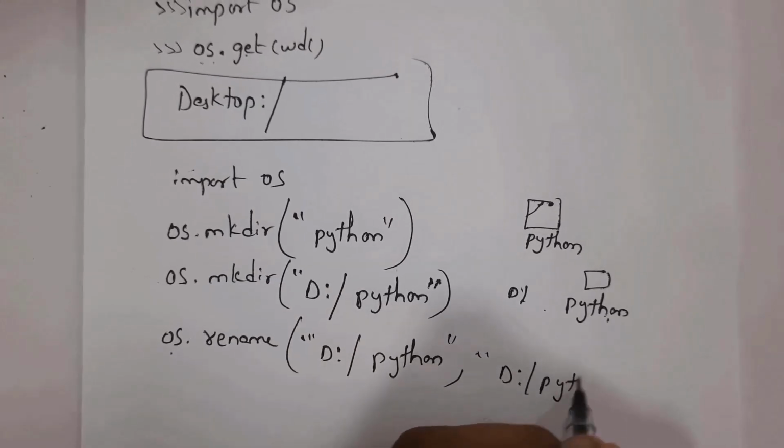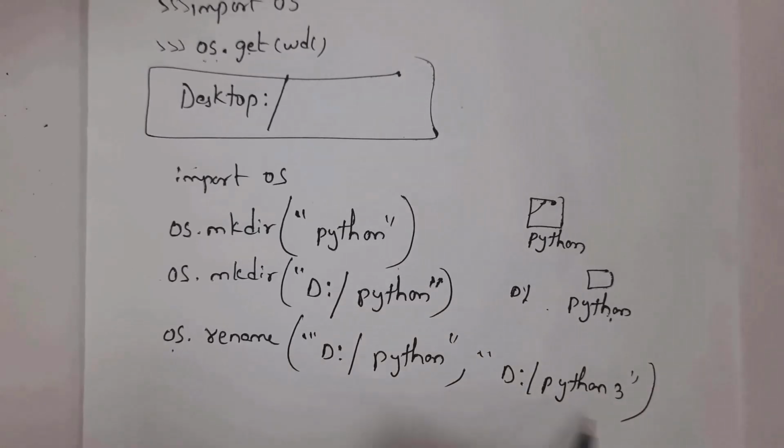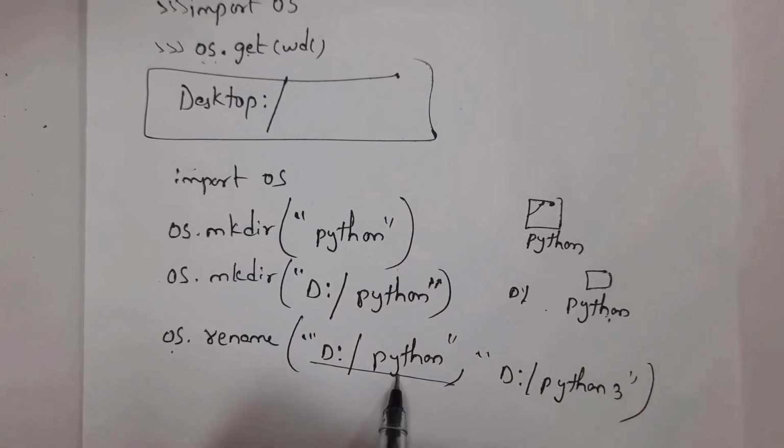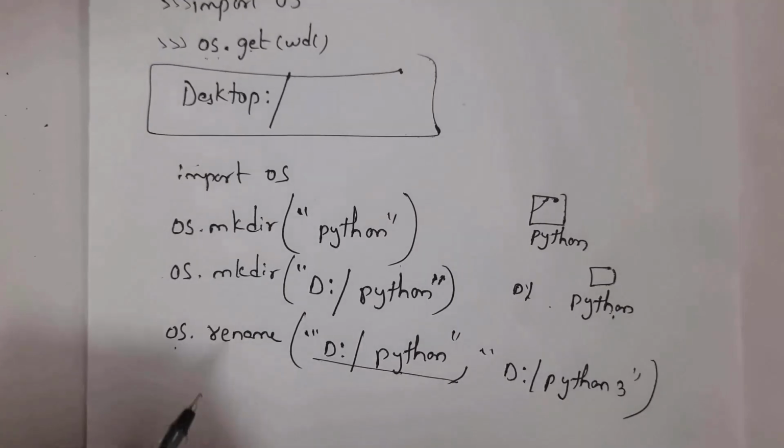So just write here Python 3 in double quotations. Whenever you run this line of code, it will change the folder name Python to Python 3. I want to delete this folder Python 3.